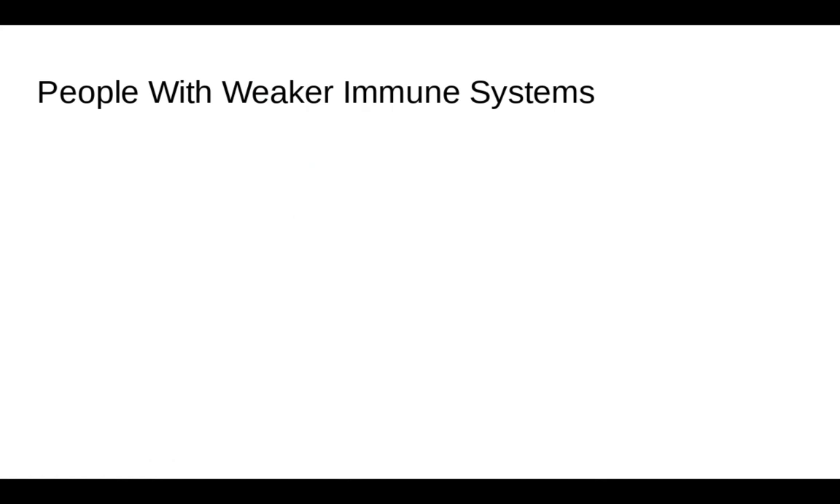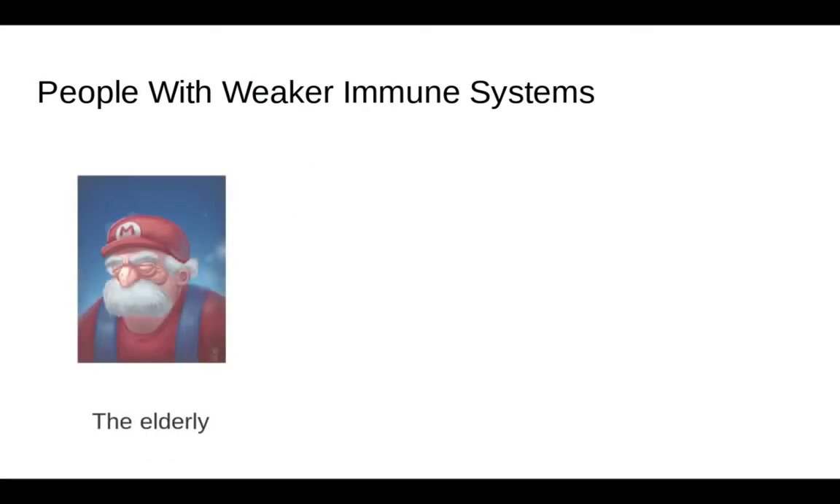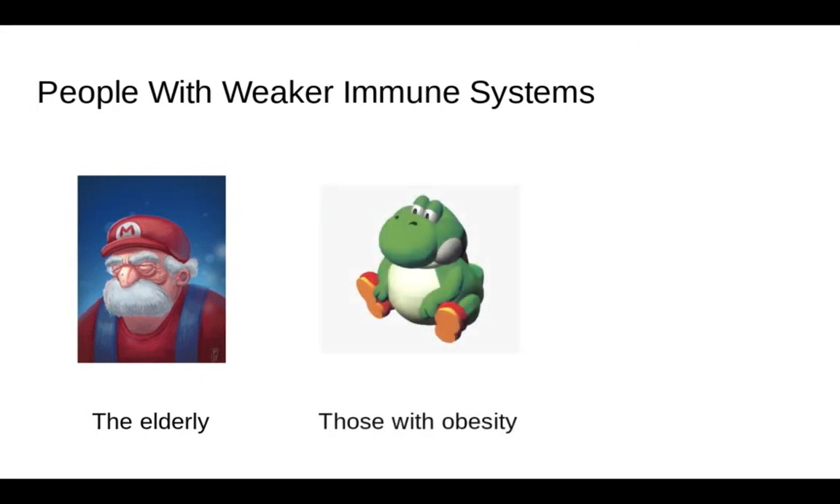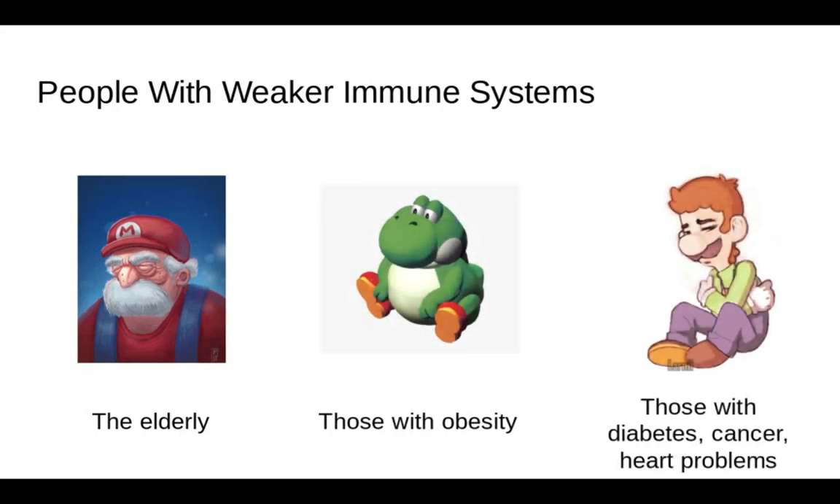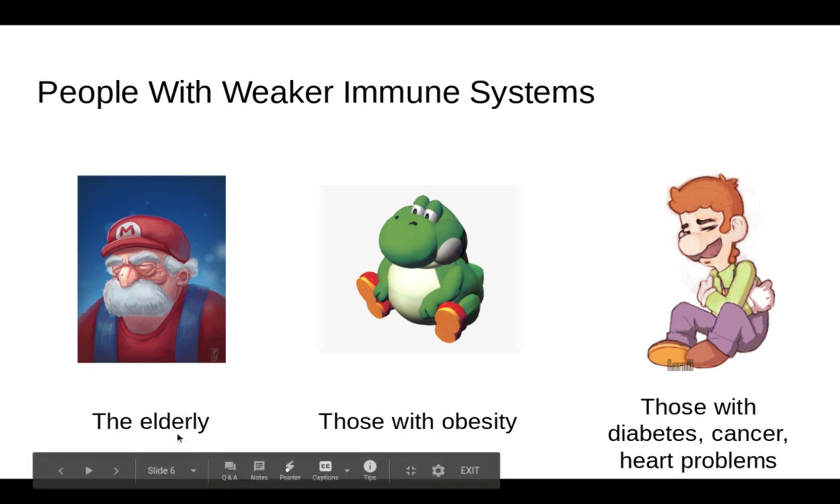Now, some people have weaker immune systems, okay? And these can be the elderly, those with obesity, and people with other comorbidities like diabetes, cancer, heart problems. There are others as well, but these seem to be the most common. And the main reason why these people have weaker immune systems is their T cells are not as strong at attacking pathogens. Okay, if we compare these people to younger people, they have very, very strong T cells. But people in these categories, their T cells are not as strong, okay?